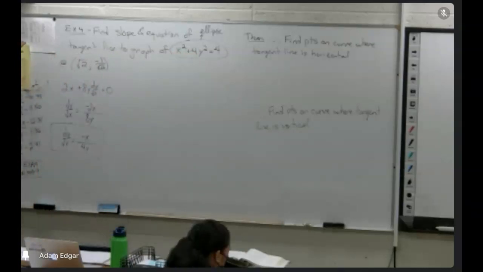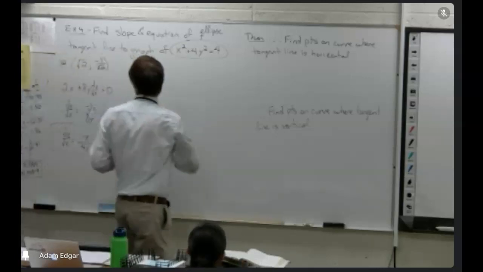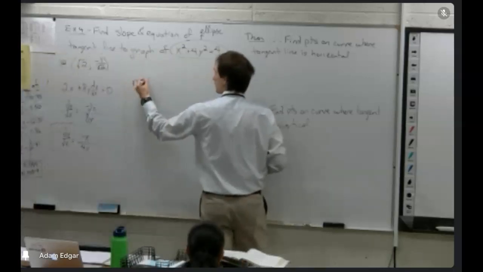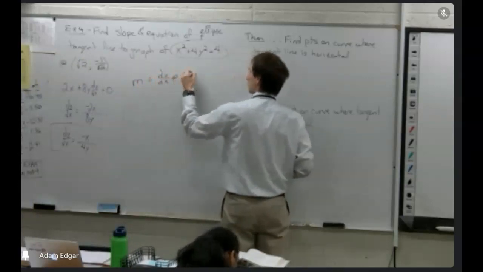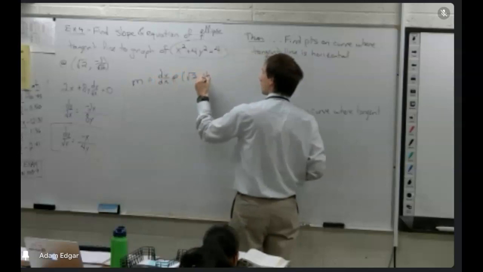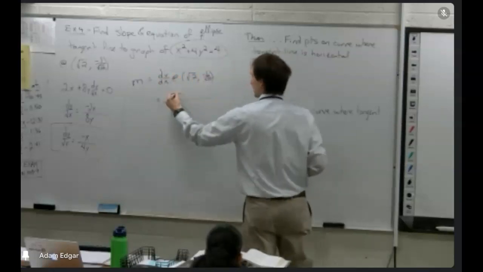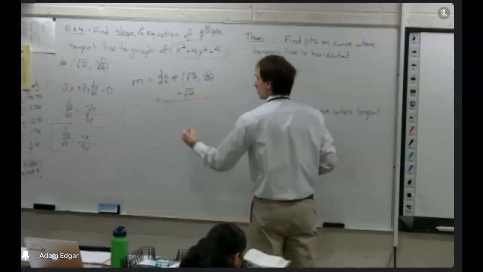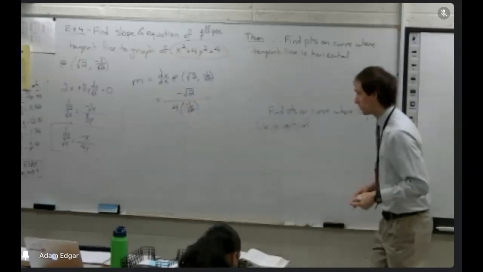So you have your derivative. Now we're giving you a specific point, root 2 comma negative 1 over root 2. So let's plug that in and say slope m equals the derivative at root 2 comma negative 1 over root 2. And then you plug stuff in. Negative x is going to be negative root 2, over 4y, which is 4 times negative 1 over root 2. And then we want to clean that up, because yuck.